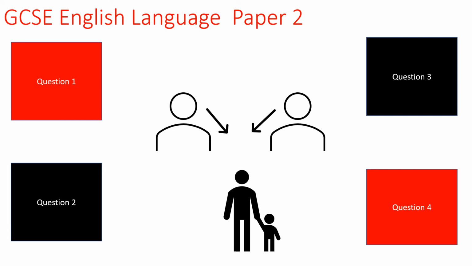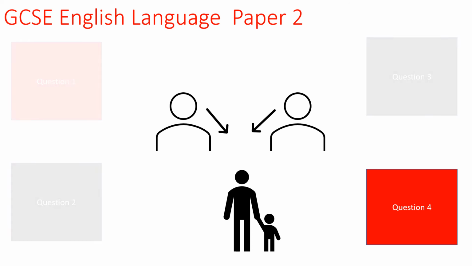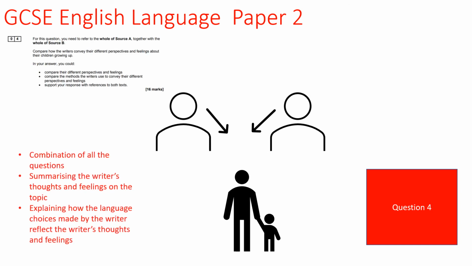And question 4. Now, question 4 is really a combination of all the questions together. And what the examiner is doing is taking you through. Question 1 is making sure that you've read the text. Question 2 is making sure that you've read both texts and you can say something about the topic. Question 3 is a zooming in on the language. Question 4 is kind of a mixture of all those different things. And it's getting you to explain how these 2 different texts show these 2 different perspectives.